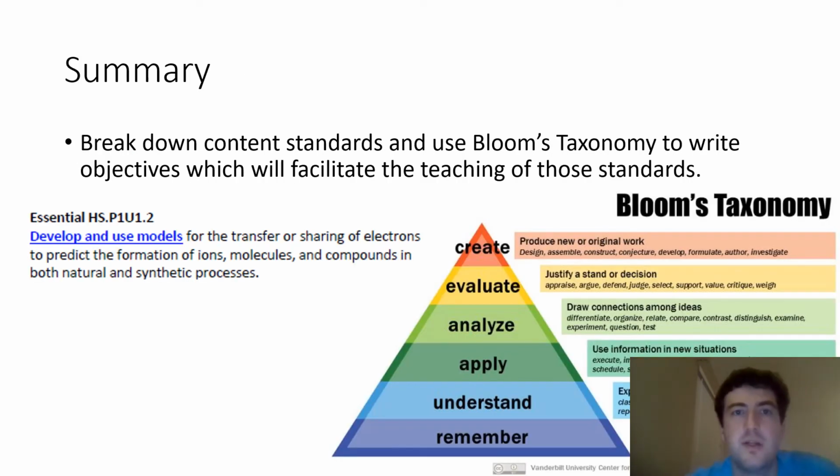In summary, to write a meaningful learning objective, you should break down the relevant standard into component parts. Then think about what students need to be able to do to meet that component of the content standard. Remember to use Bloom's taxonomy to choose appropriate action words that build up to your big picture goal.